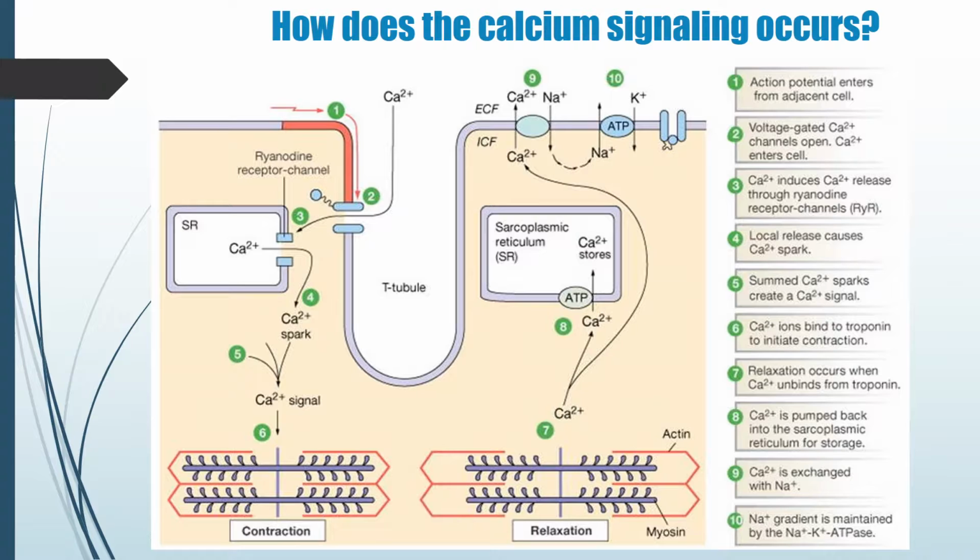The release of calcium ion will cause calcium sparks, and the sum of all these calcium sparks will create a calcium signal. So our calcium ion will bind to the troponin and then it will initiate contractions. When our calcium ion unbinds from the troponin, this is when relaxation will occur, and this calcium ion will either be pumped back into the sarcoplasmic reticulum for storage or be exchanged with sodium ion. And this sodium ion gradient is maintained by the sodium-potassium ATPase.